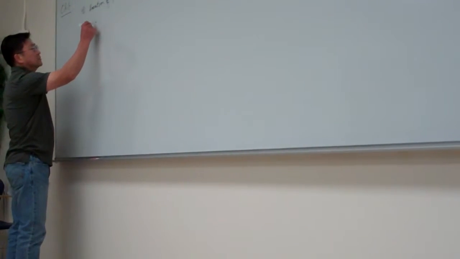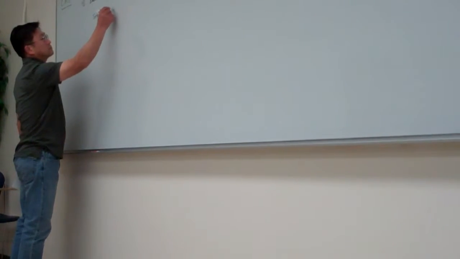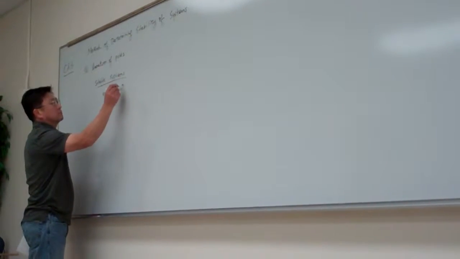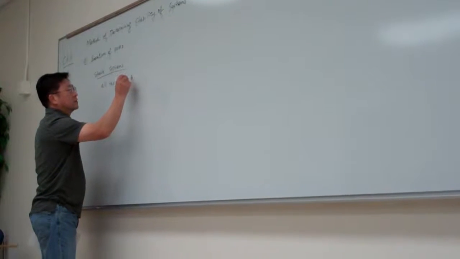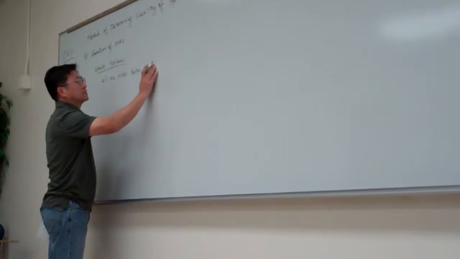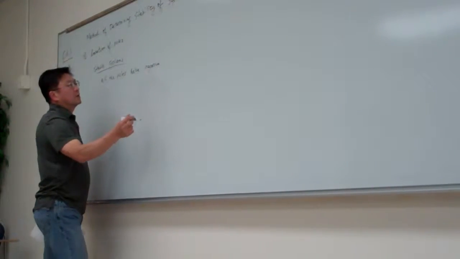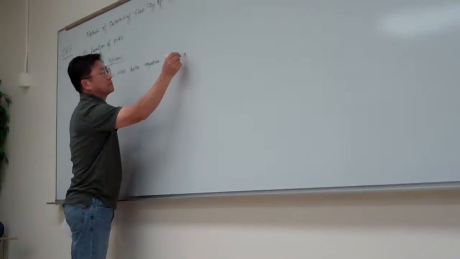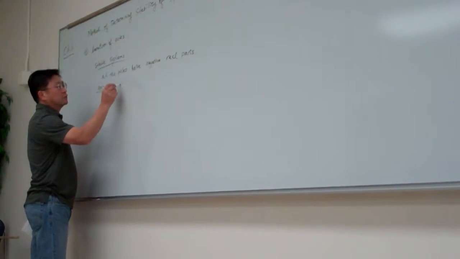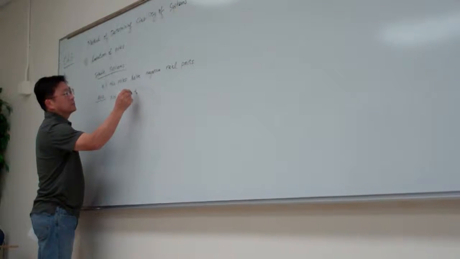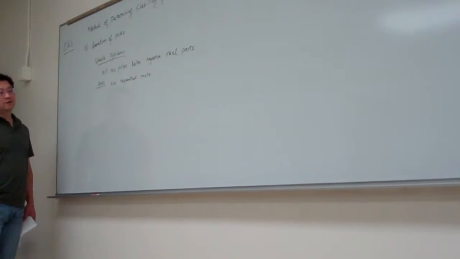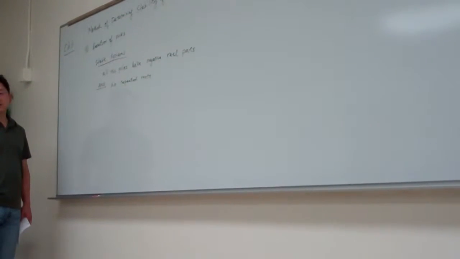A stable system is when all the poles have negative real part and no repeated root. Okay, so for stable systems, we have to fit the 2 criteria, otherwise the system is unstable.